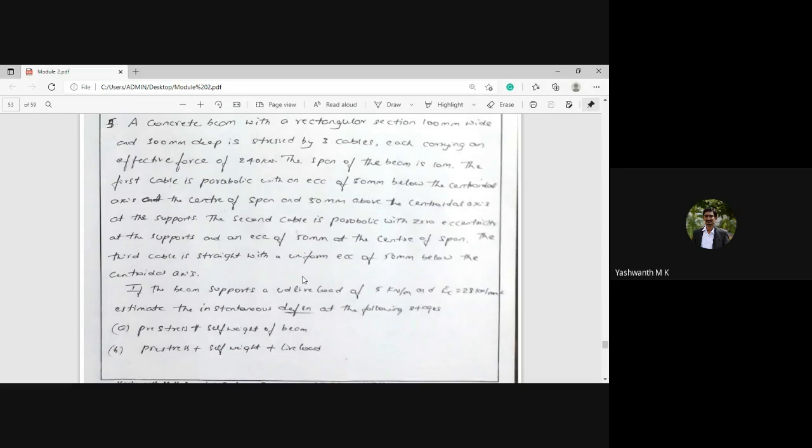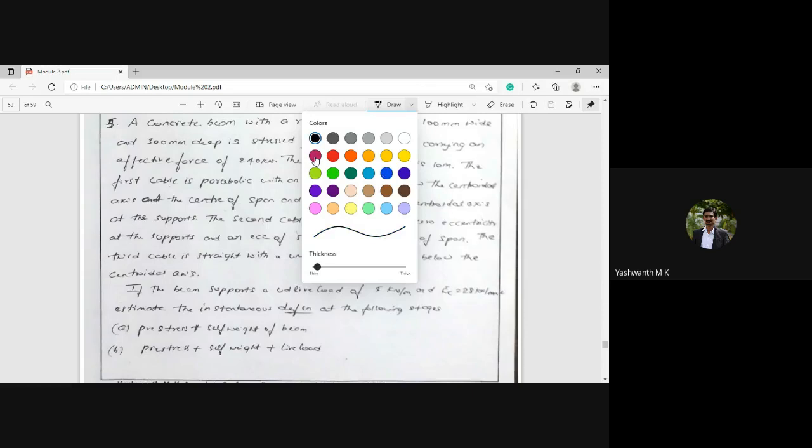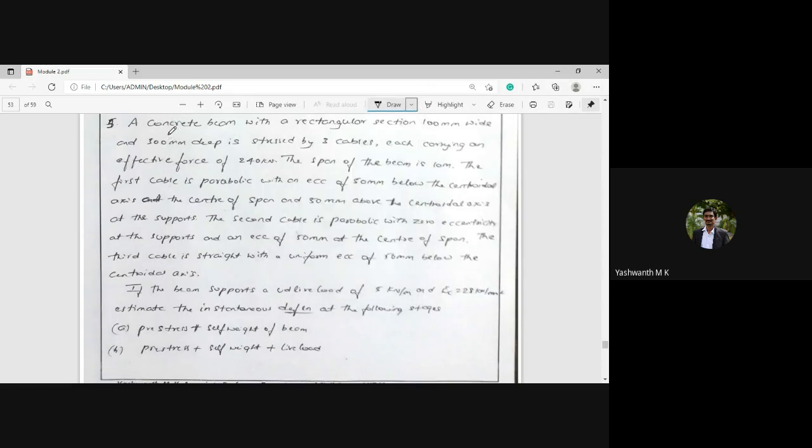So in this connection, in today's session, let us work out a few more problems. So let me go ahead. Let me take the problem. The problem says like this.